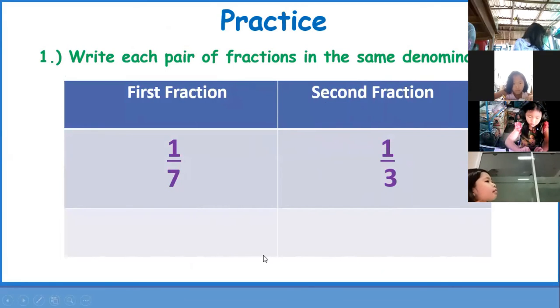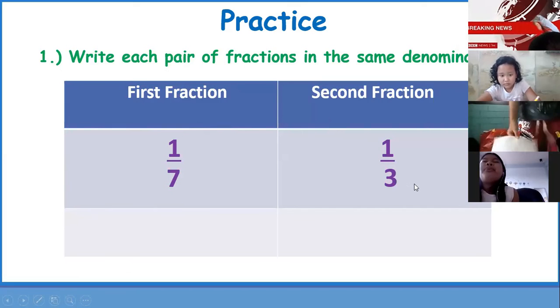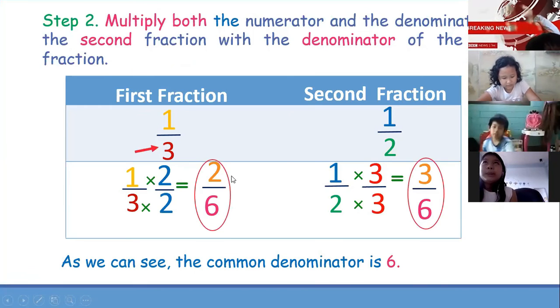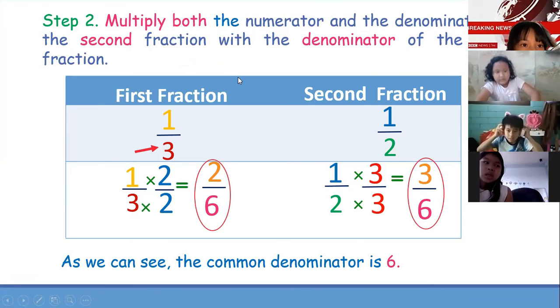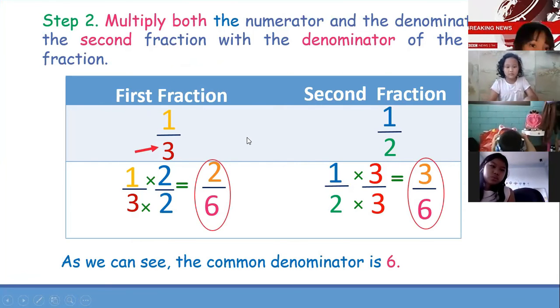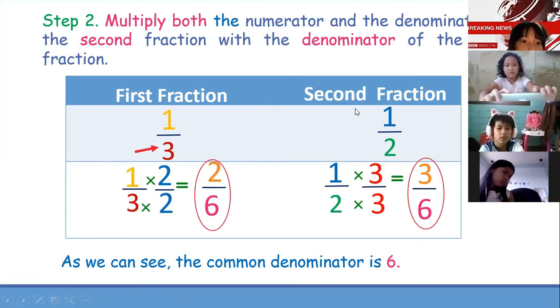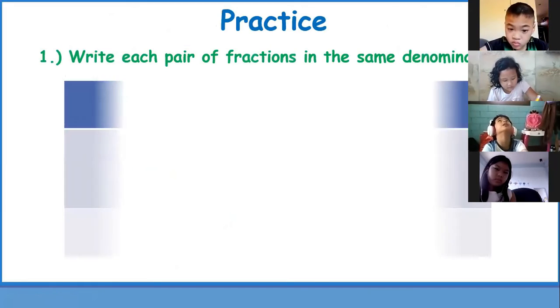Use the two steps from just now to make the denominators equal. Can write only first fraction, then 1/7, then second fraction 1/3. Can do the same with our example. Can do the same like this. Only this one. Okay. Write it like this so you use the correct method, showing the steps for the first fraction and then the second fraction.